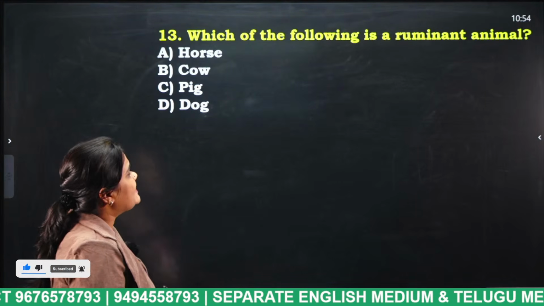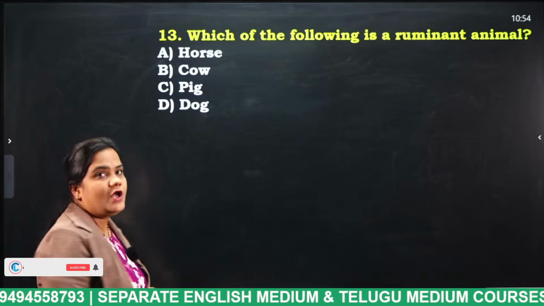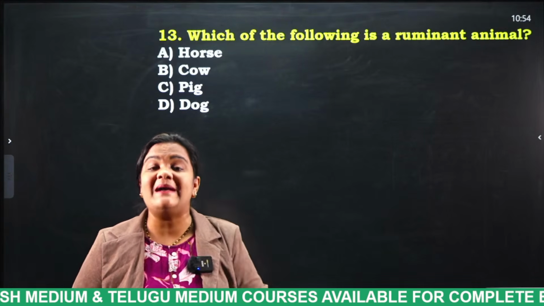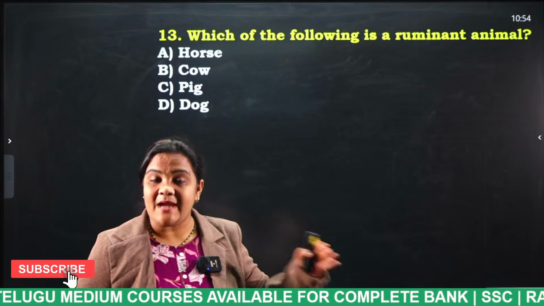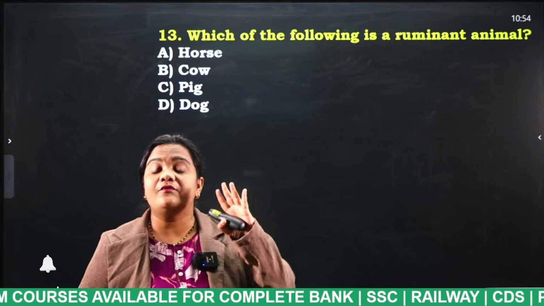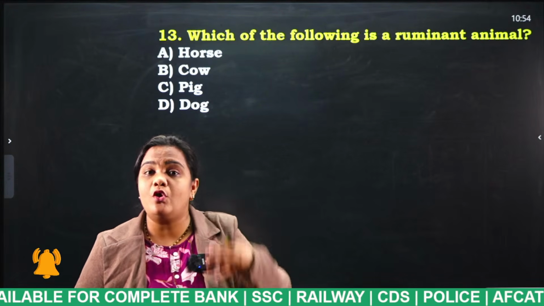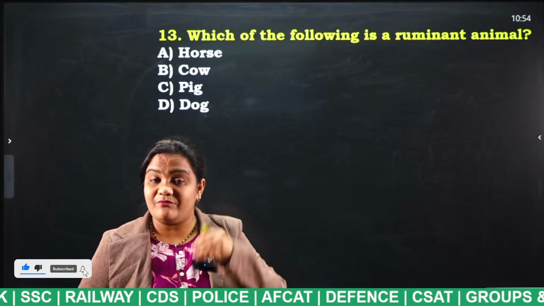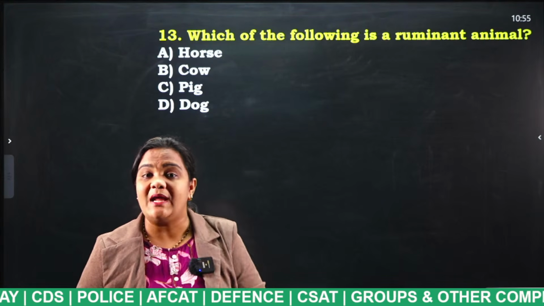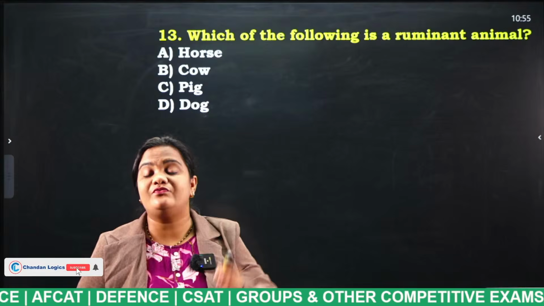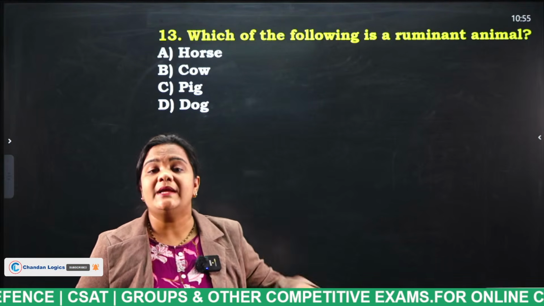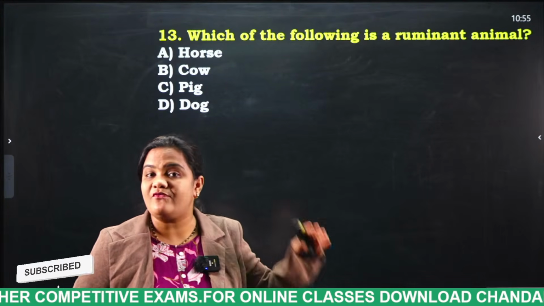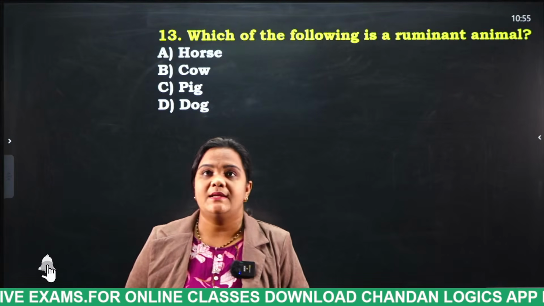which of the following is a ruminant animal? Horse, cow, pig, dog. Ruminant animal means, why? Because a ruminant animal has a 4-chambered stomach. When that animal consumes food, the 4-chambered stomach stores the food and it can bring it back for chewing, in order to get it digested. So what type of animal is that? Tell me, students.